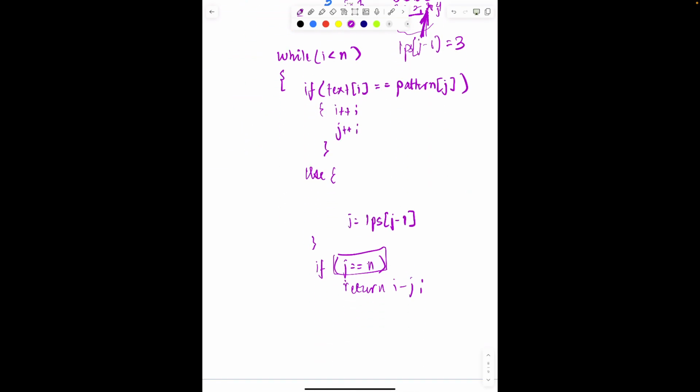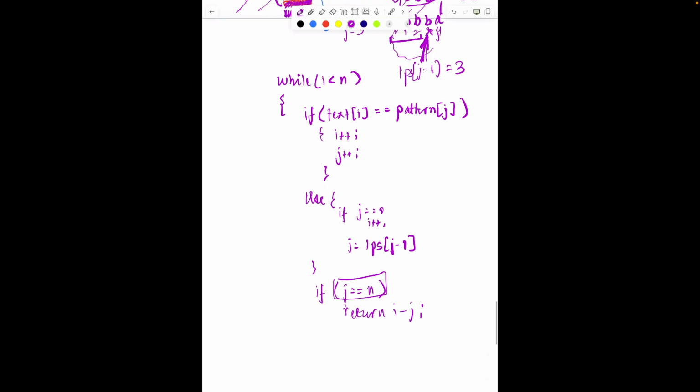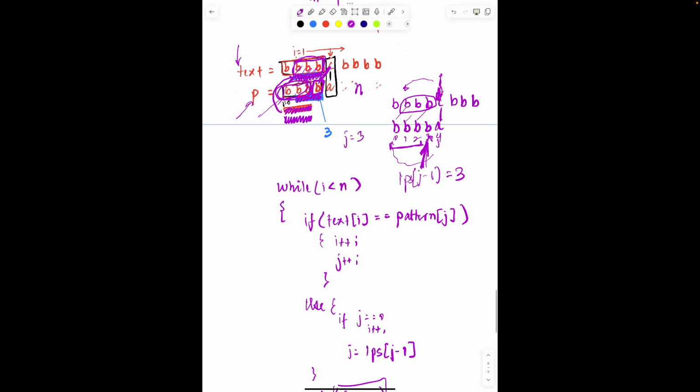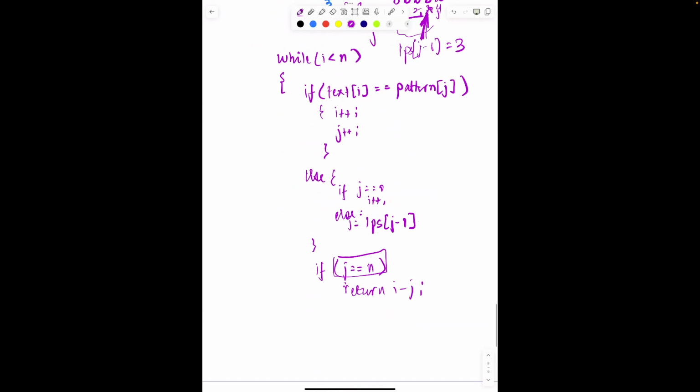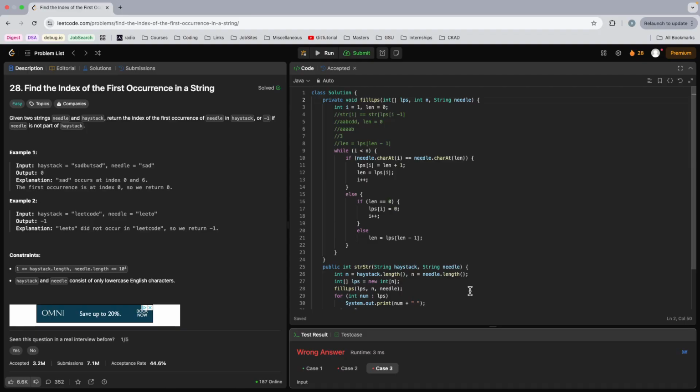So this is very similar. If J equals 0, we're just going to increment I again. If there was no matching proper prefix which is also a suffix, J would end up here, and then we have to start matching again and increase I. Otherwise, J becomes LPS of J minus 1. So this is the complete algorithm. Now we have the LPS array.